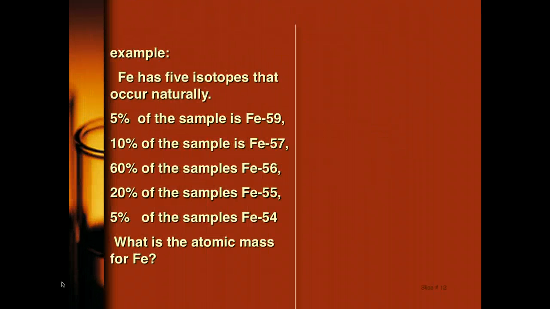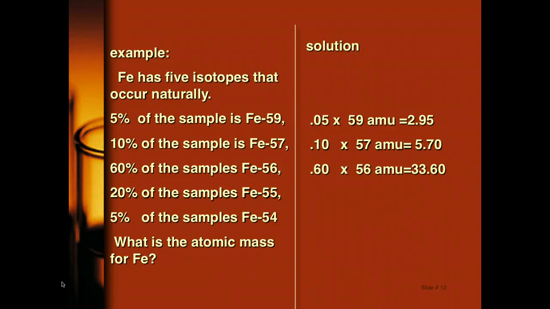Here's an example, see how it does it. So iron has these 5 isotopes that naturally occur. So step 1, you're going to take the decimal form, so 5% is 0.05, move that decimal over 2 places to the left, multiplied by the mass number, gives us 2.95. And basically you repeat that step for all the percent abundances of all the isotopes.